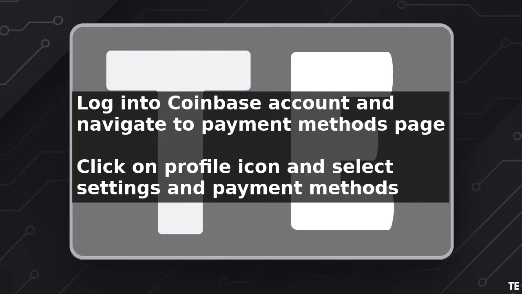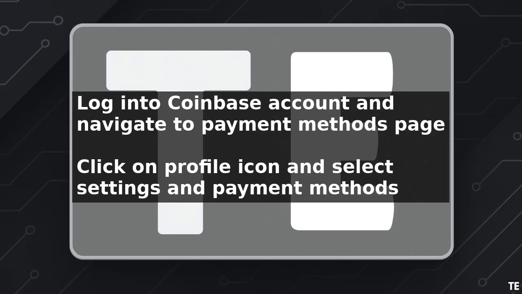On the Payment Methods page, you will see a list of all the payment methods you have currently linked to your account, as well as an option to add a new payment method. Click on the Add a New Account button. Then select Debit Card from the list of available payment methods.